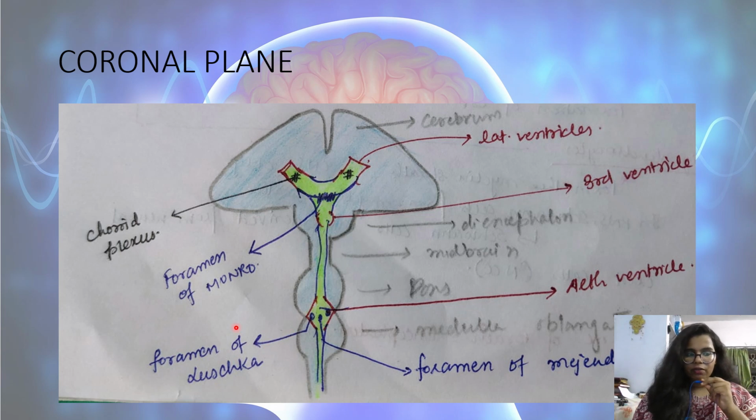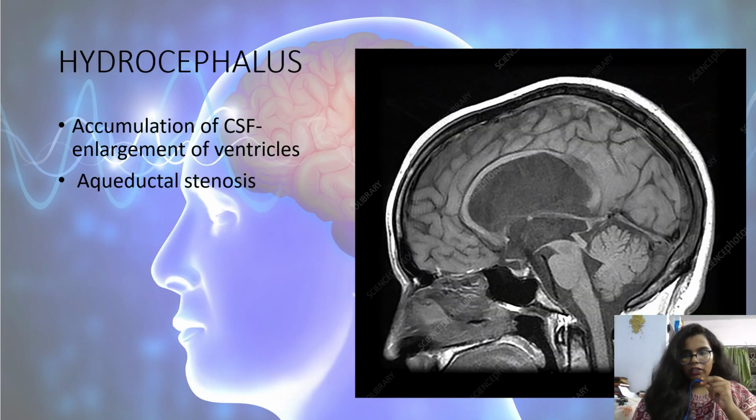From the subarachnoid space it gets drained off via the arachnoid villi into the dural venous sinuses. The majority of this drainage occurs at the superior sagittal sinus. We'll be learning about the sinuses in further videos. Now we'll be learning about hydrocephalus.